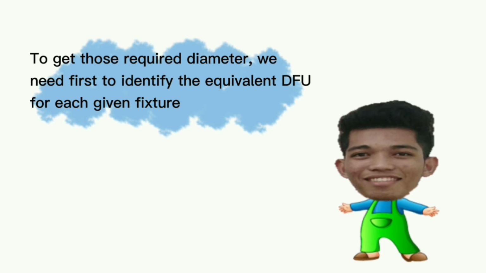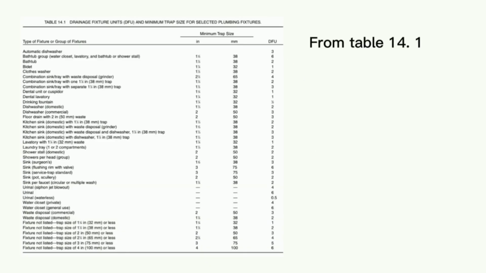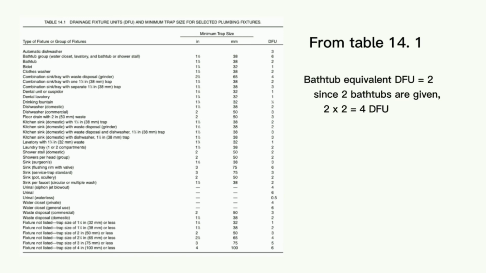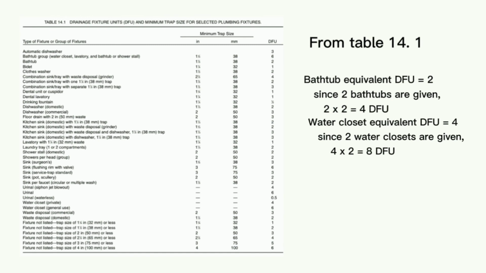ng bawat fixture natin. So, from the table 14.1, yung DFU ng bathtubs is 2 DFU per bathtub. So, multiply lang natin to. 2 bathtubs times 2 DFU per bathtub, cancel yung bathtub. So, we have 4 DFU. Next is sa water closet. So, makita naman natin dito, yung water closet naman natin ay merong 4 DFU. So, multiply ulit natin. 4 times 2 is equal to 8 DFU.